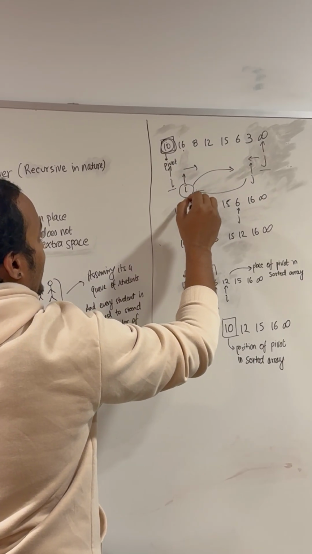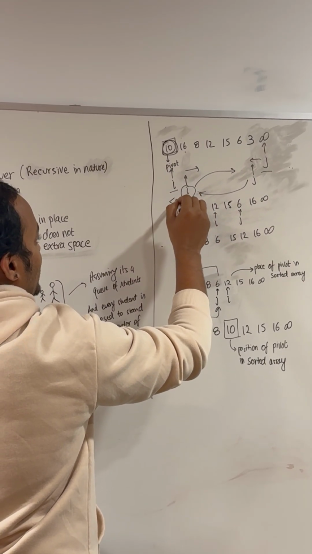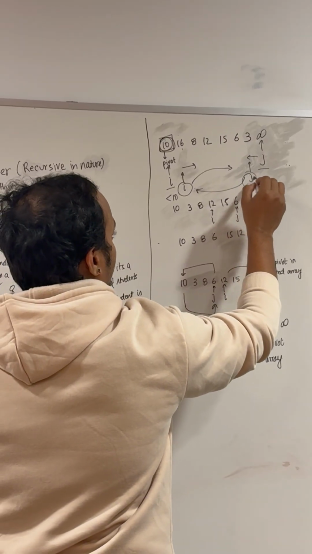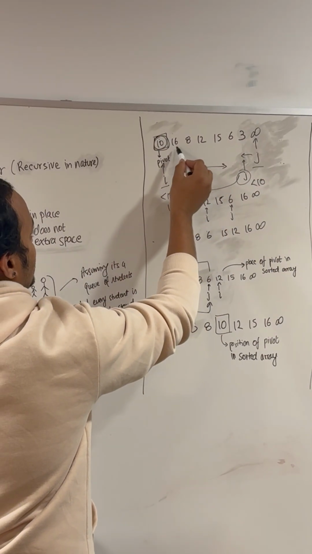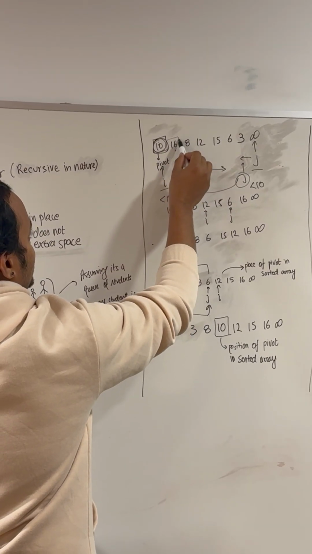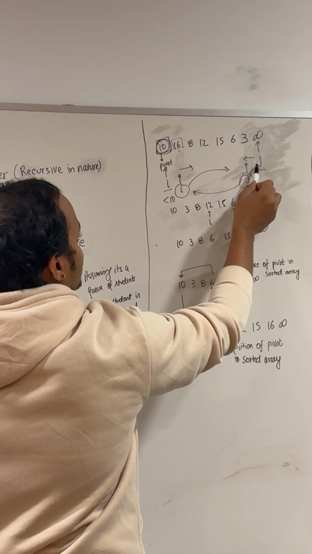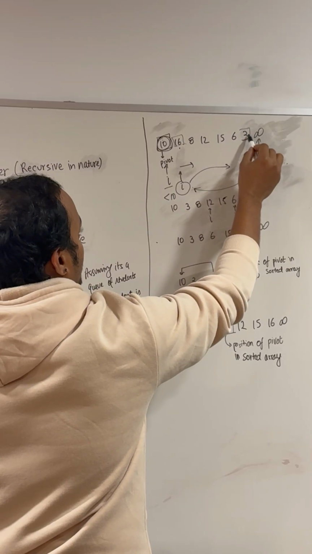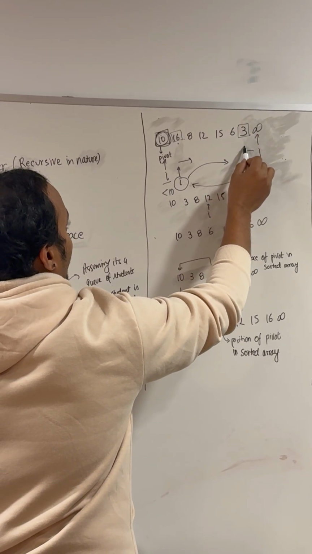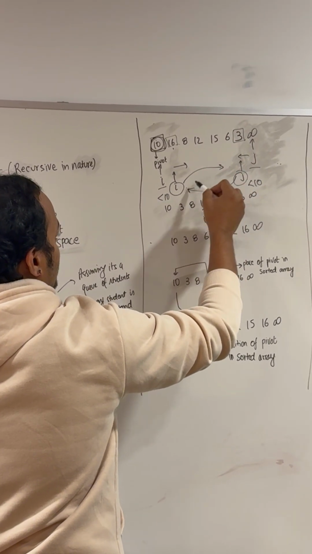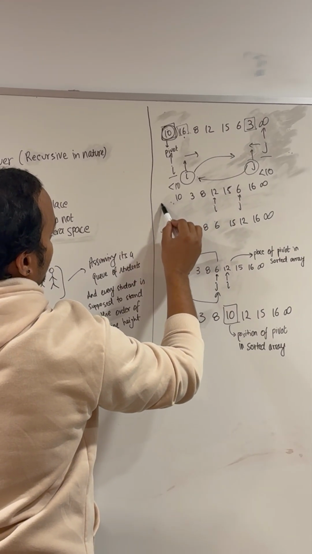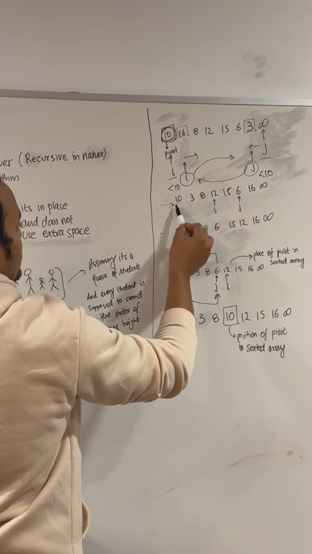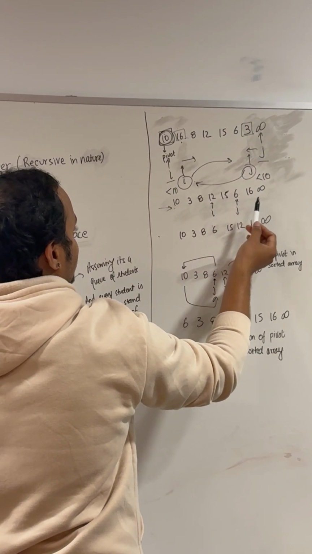The purpose of i is to find elements greater than the pivot, and the purpose of j is to find elements less than the pivot. In this example, the first element greater than the pivot that i points to is 16, and the first element less than the pivot that j points to is 3. So the idea is to swap them. If these elements are swapped, the new formation of the array looks like 10, 3, 8, 12, 15, 6 and 16.